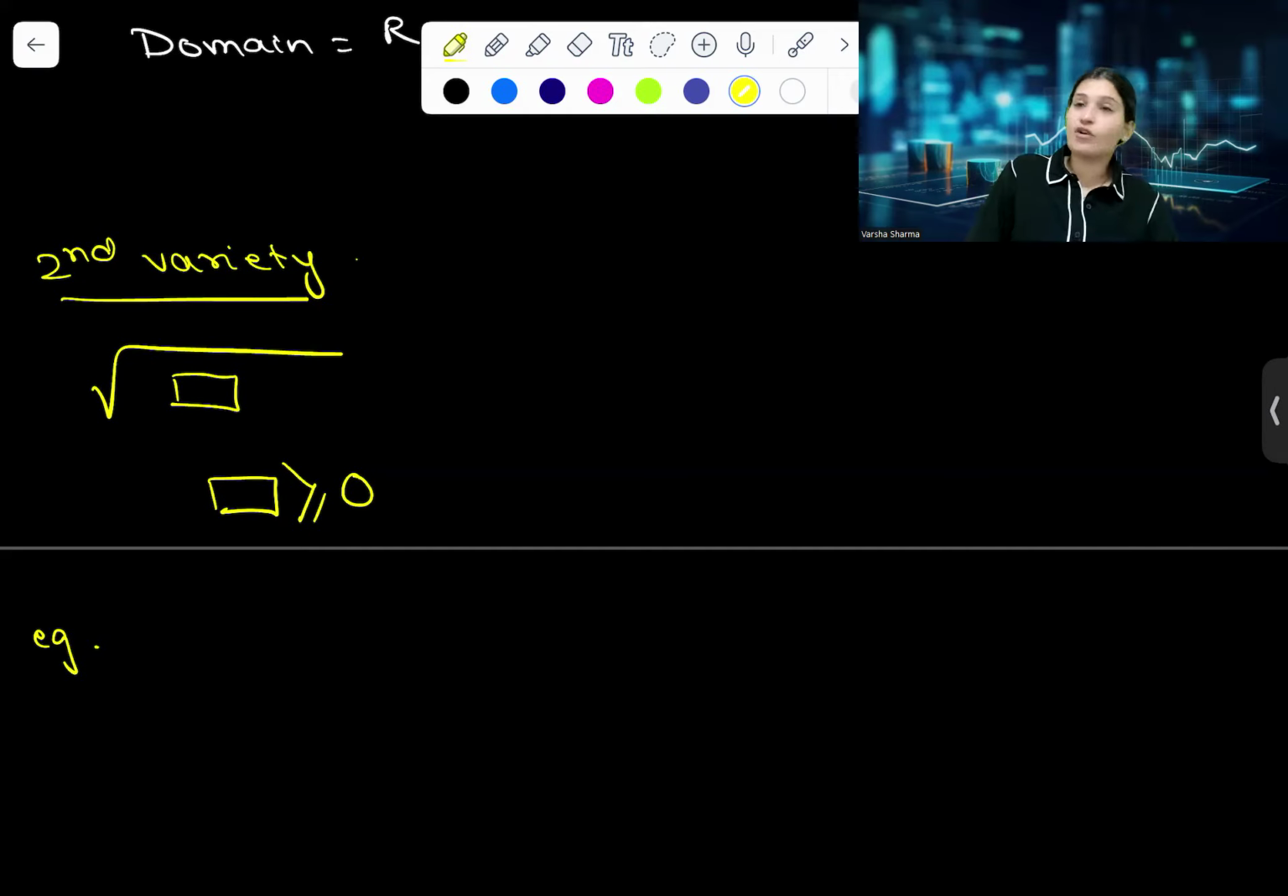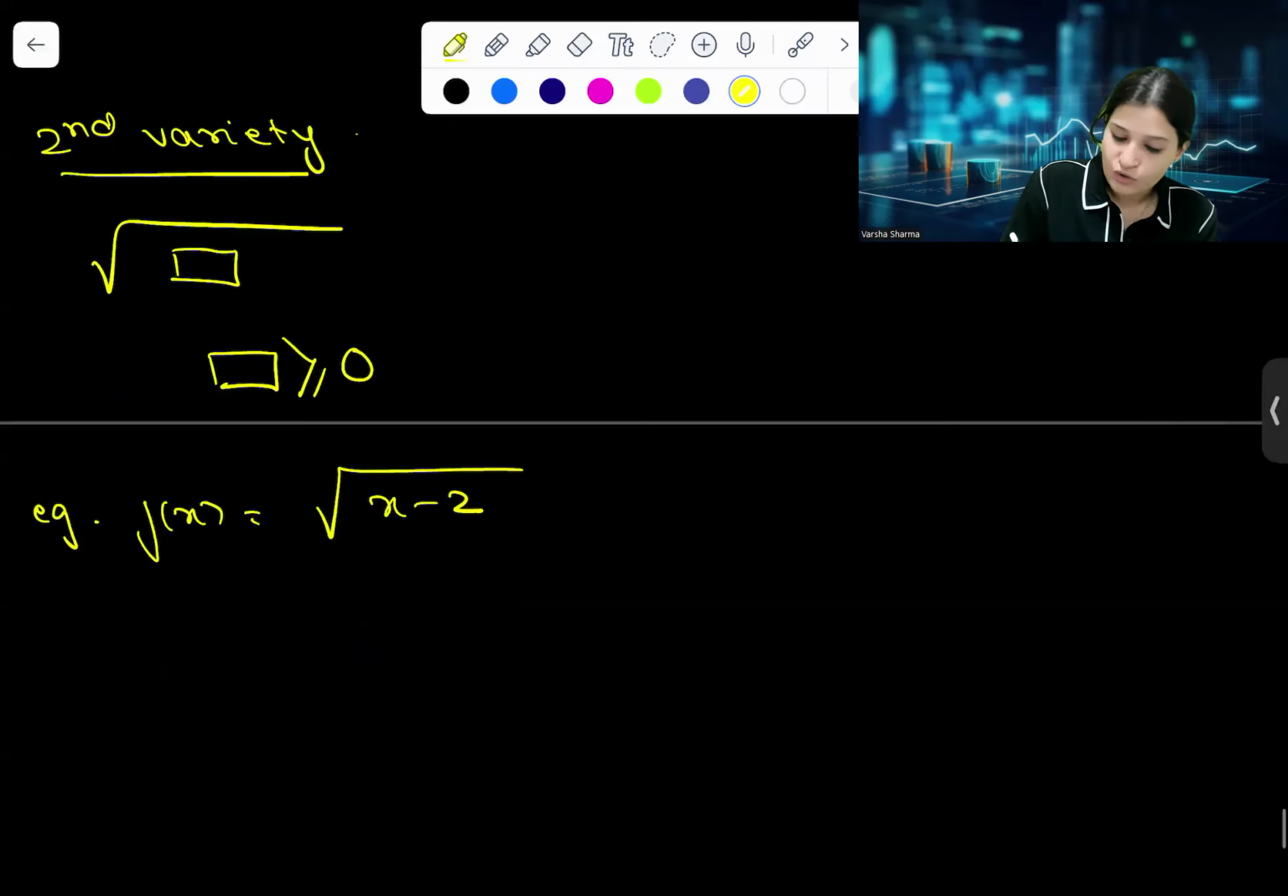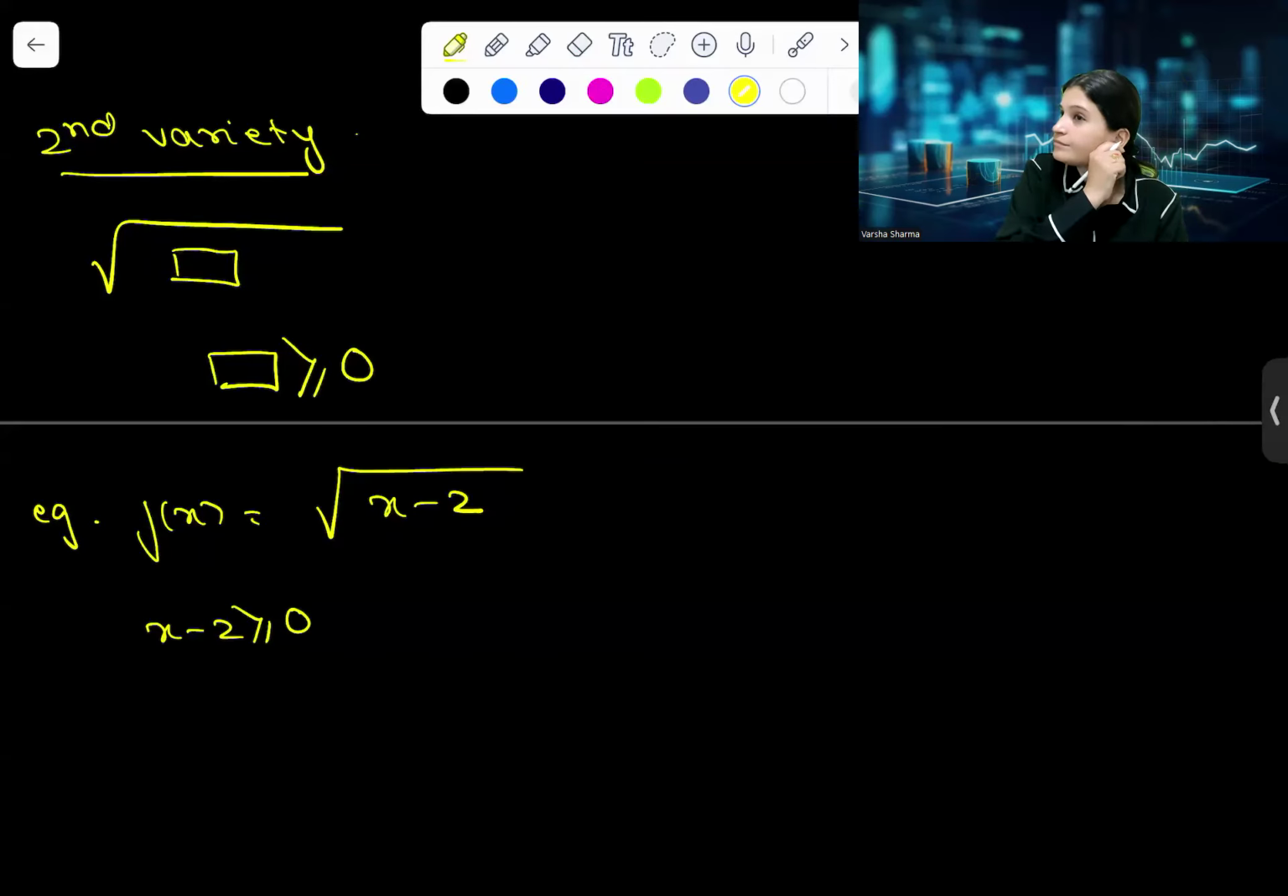So here again, we have all real numbers as an option. Let's see what we are allowed. So if my function is under root x minus 2, x minus 2 should be greater than or equal to 0. Yes or no? Whatever is the term inside the root, that should be greater than or equal to 0. Is it understood? That means x should be greater than or equal to 2.